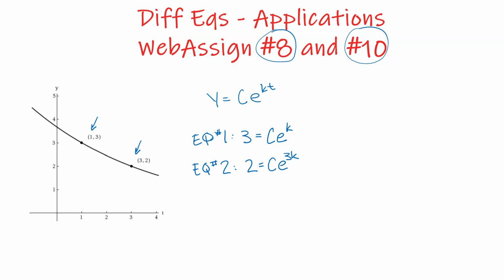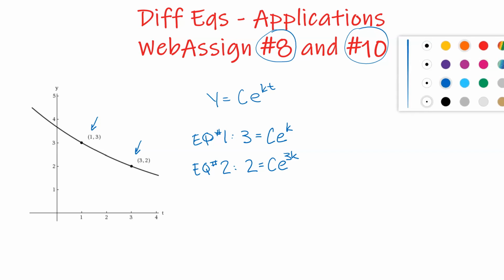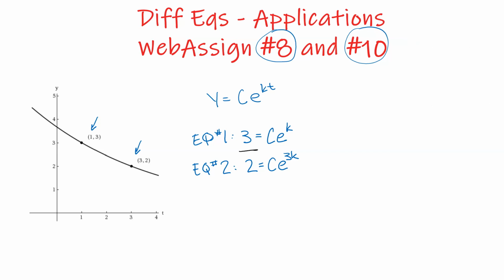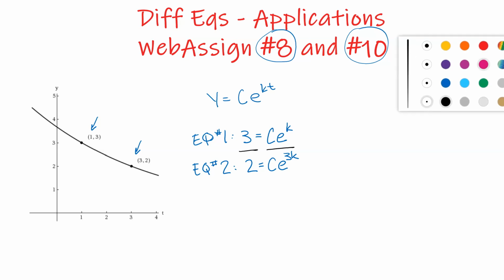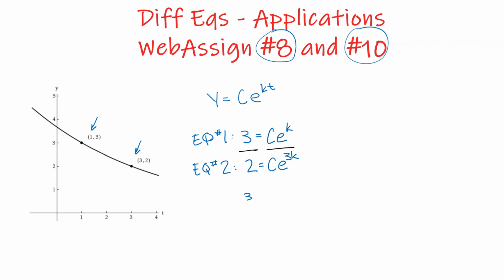Okay, now let's actually take these two and divide one by the other. So let's take equation 1 and divide it by equation 2. That gives us 3/2 equals, well, the two c's cancel, and then I have e to the k divided by e to the 3k. That's e to the negative 2k. Okay, so that's great. Now, I don't like negative exponents. They frighten me, so I'm going to rewrite that as 2/3 equals e to the 2k.